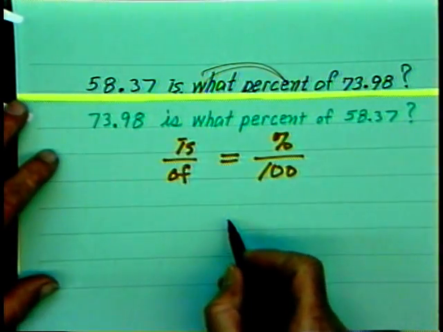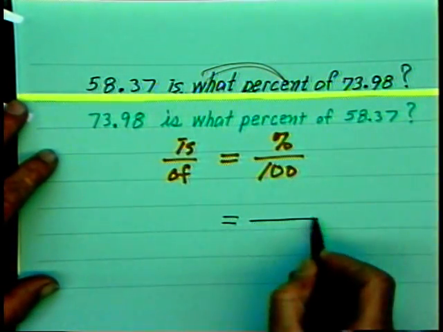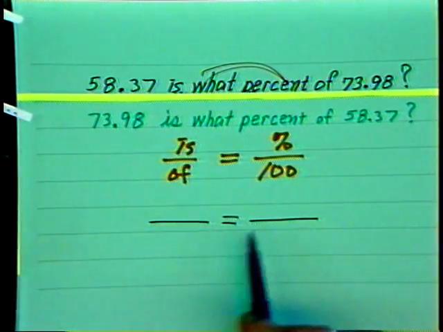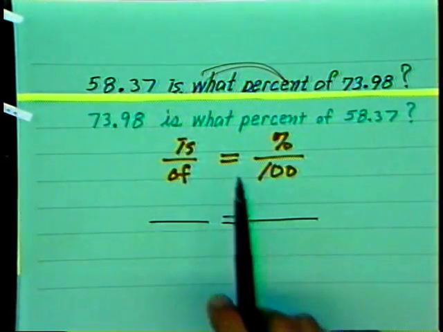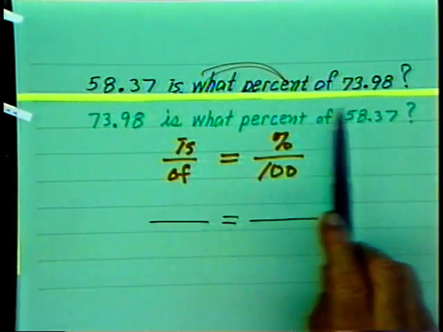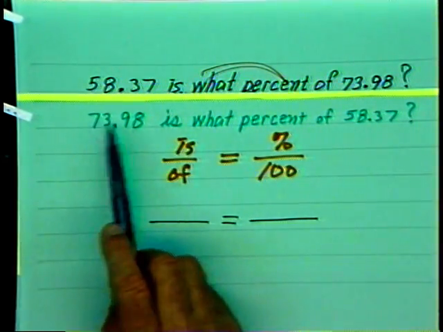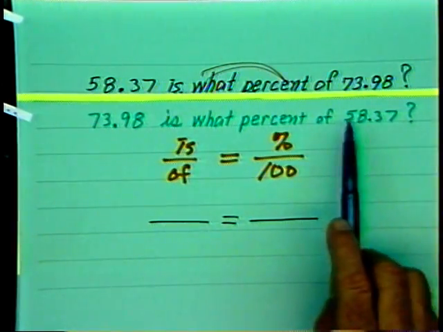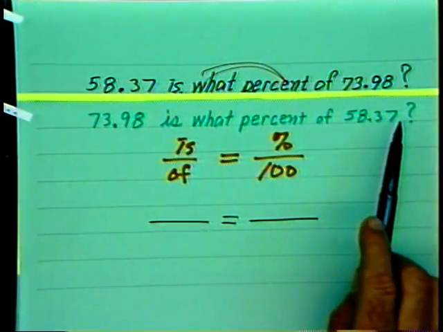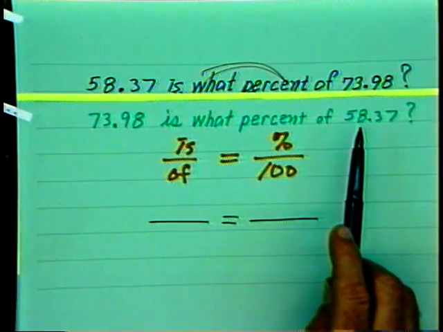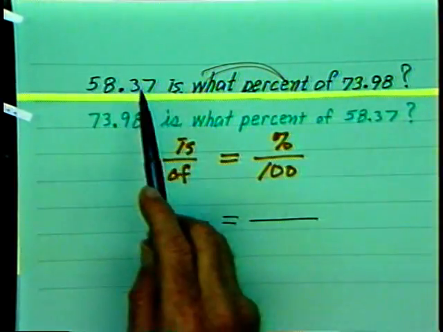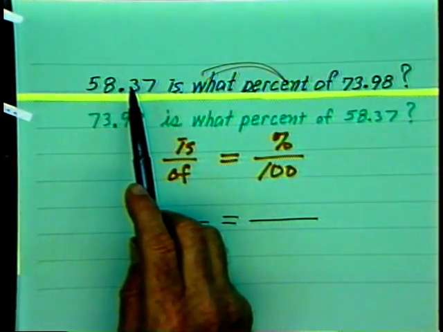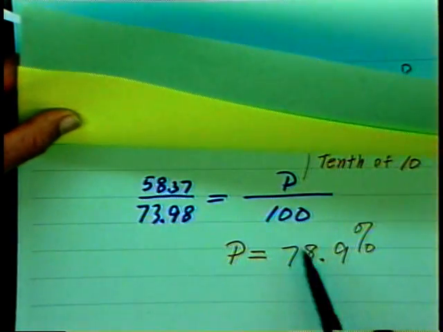In fact, before we set up our formula to solve the problem, let's get a feel for the fact that this is true. Now note, we know that 100% of something is itself. So this is certainly more than itself, this number here. So it's got to be more than 100%. Whereas this is certainly less than that, so it has to be less than 100%, which it was. It was 78%.